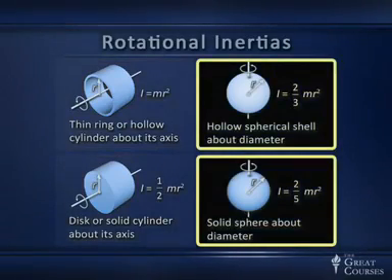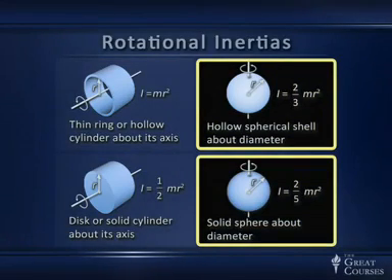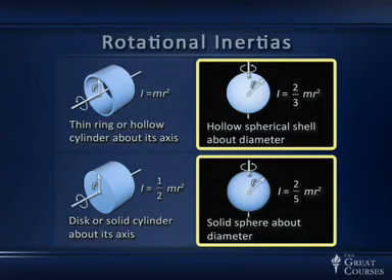For the hollow sphere, the rotational inertia turns out to be 2/3 of the mass times the square of the radius. In the solid one, it's only 2/5 of the mass times the square of the radius. It's less in the solid sphere, again, because more of the mass is concentrated closer to the center. So now we have in rotational inertia the analog of mass.